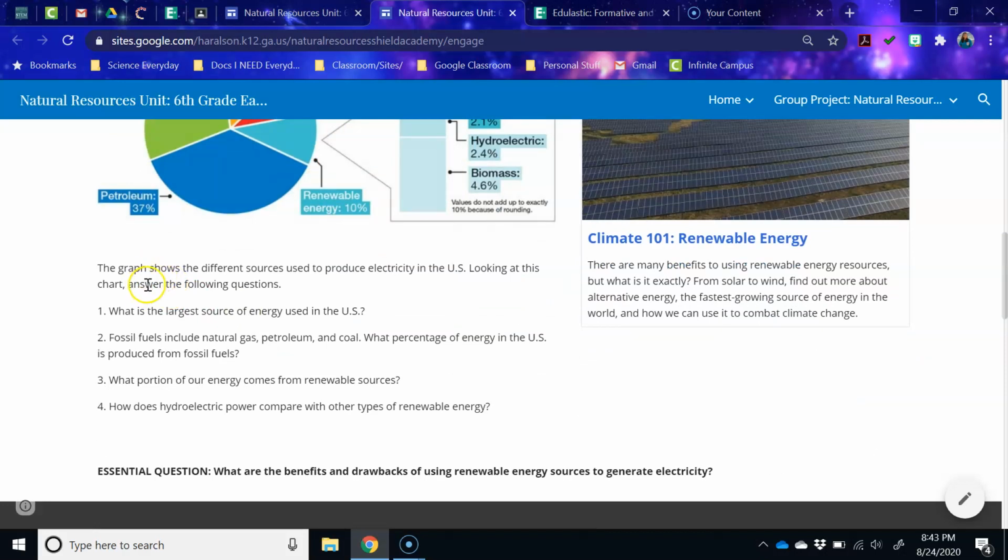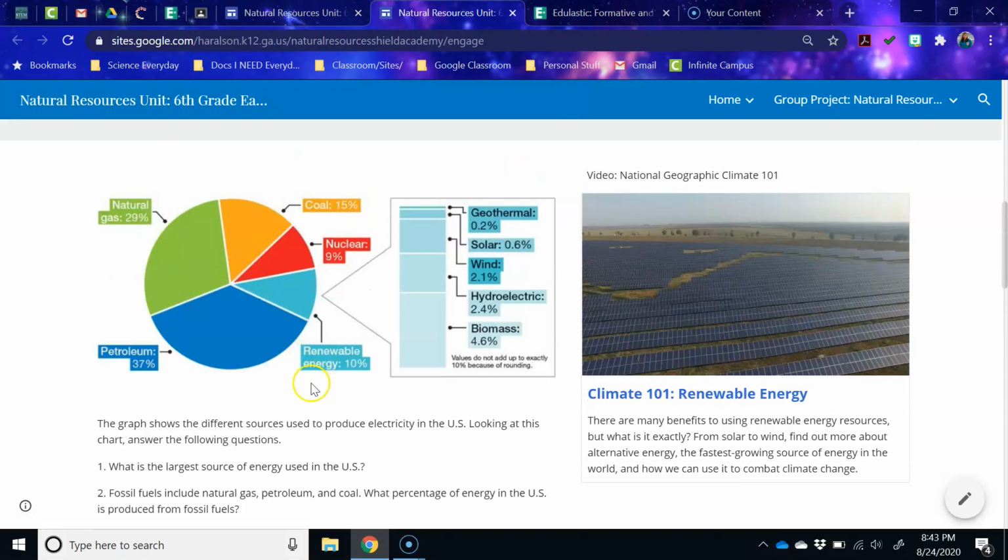The graph shows the different sources used to produce electricity in the U.S. Looking at this chart, answer the following questions. Number 1. What is the largest source of energy used in the United States? So let's look at the pie chart. I'll give you a second to look at it. The largest source of energy on the pie chart. That's right, petroleum at 37%.